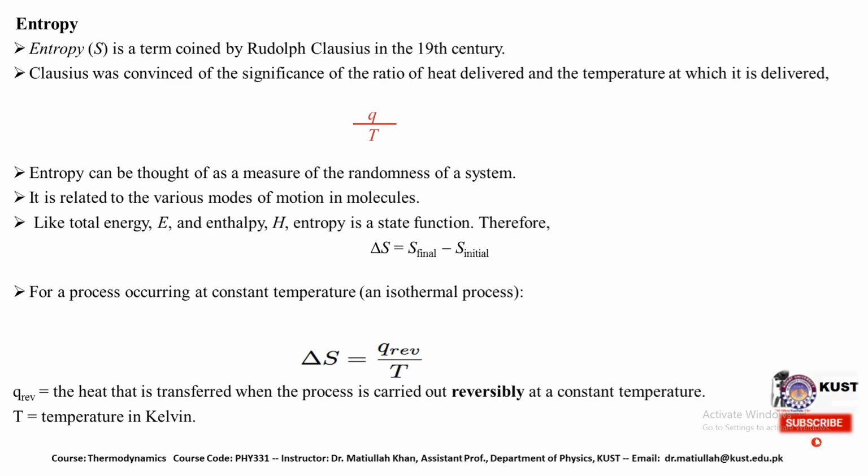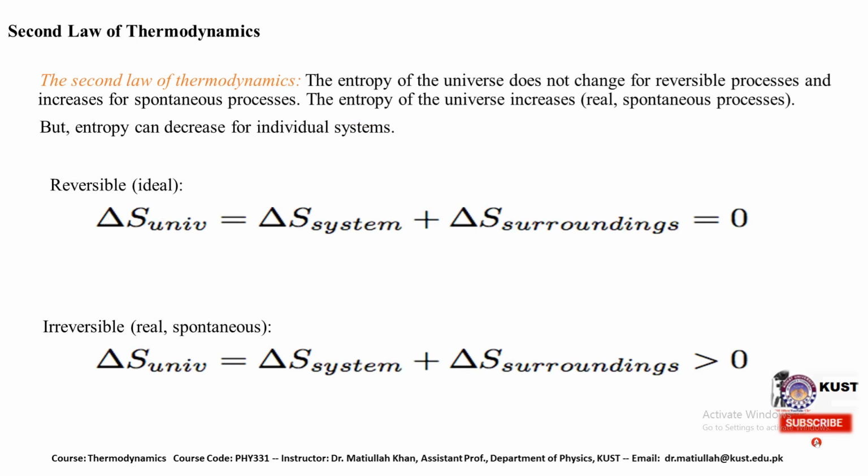For a process occurring at constant temperature, an isothermal process, del S is equal to Q reversible divided by T, where Q reversible is the heat that is transferred when the process is carried out reversibly at a constant temperature, and T describes the temperature of the system, in the unit of Kelvin. So the second law of thermodynamics could be described using the concept of entropy, and that basically describes that the entropy of the universe can either remain constant or it should increase.